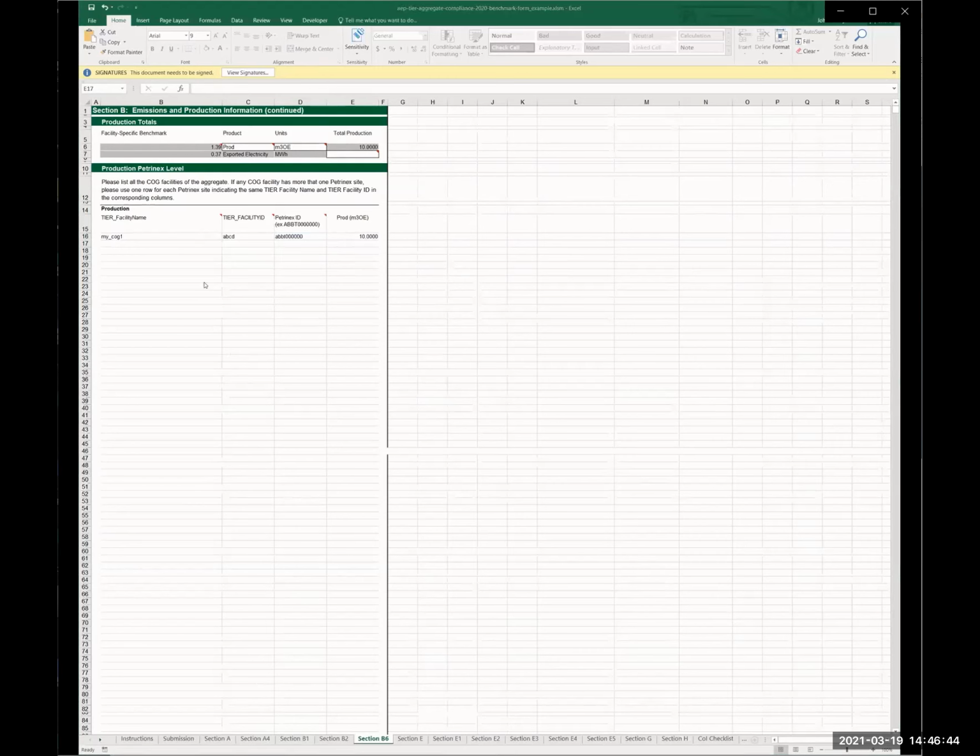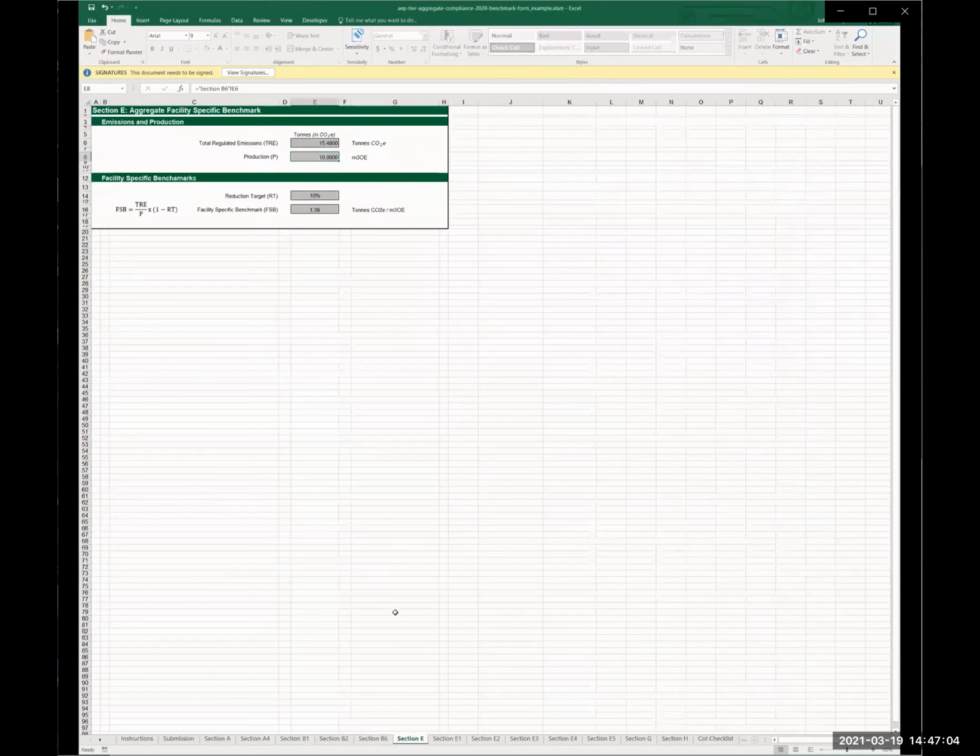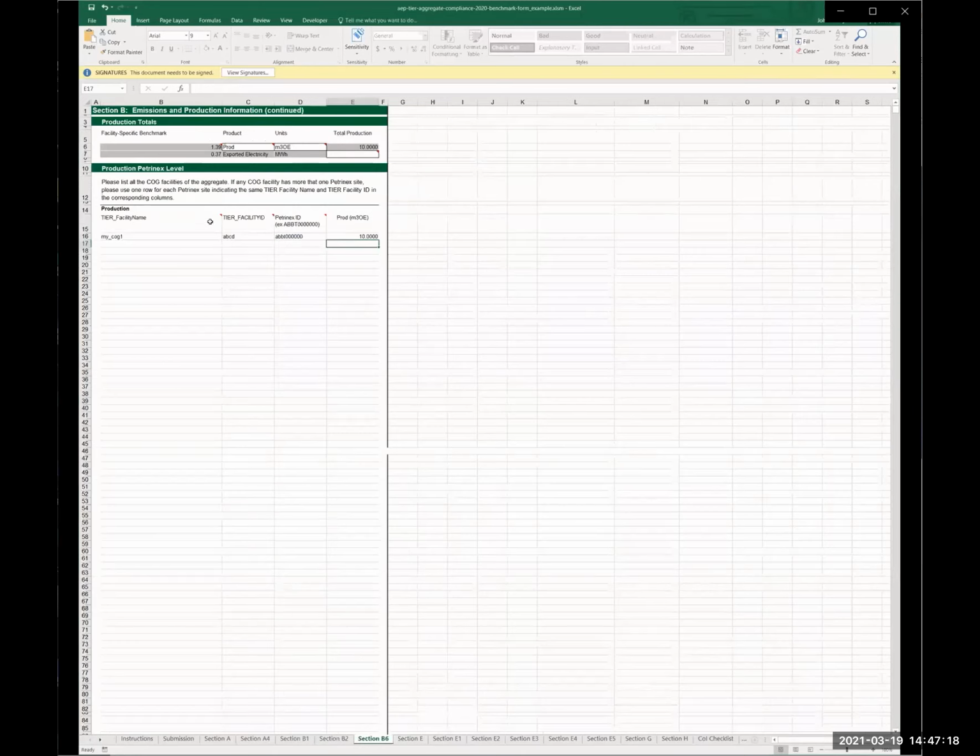Then for each Petronex site belonging to the aggregate, report the production as it was reported in Petronex or as calculated from Petronex values. The form will calculate the total production automatically. Moving to section E. This tab calculates the facility-specific benchmark for those using 2020 as a benchmark year based on the reported emissions and production. You'll see this value also appears in section B6 automatically.